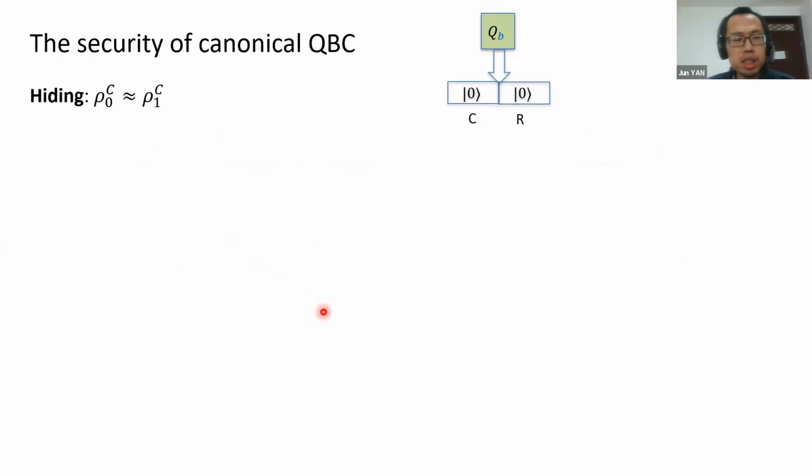So let me introduce the security of canonical QBC. The hiding is simple. It just says the commitment to 0 and the commitment to 1, their quantum states in the register C, these two states are indistinguishable, either statistically or computationally indistinguishable.